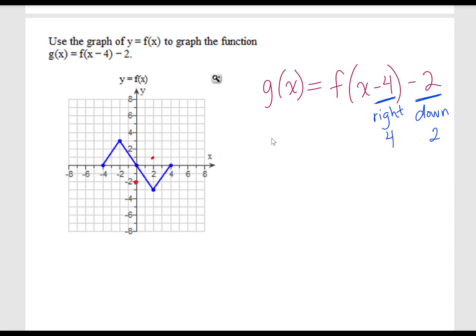Next one, over 4, down 2, over 4, down 2, and then over 4, down 2. And that would be the graph you'd be looking for. So do you see how it took the figure and moved it to the right 4 units and down 2 units?